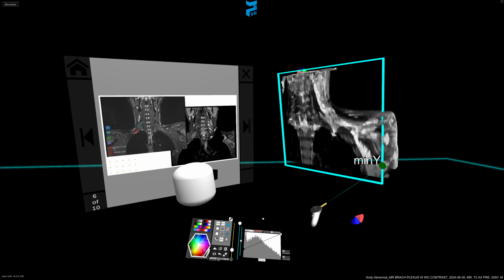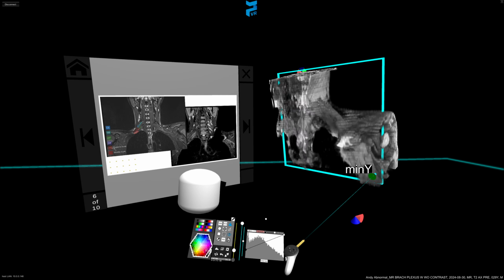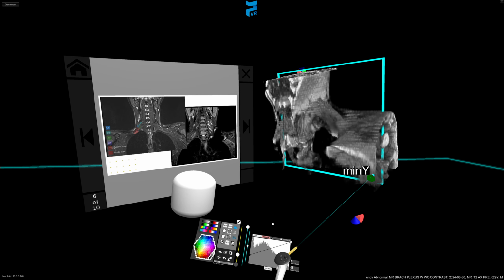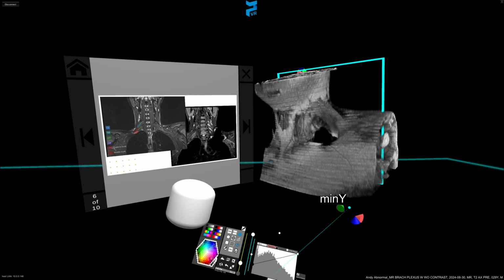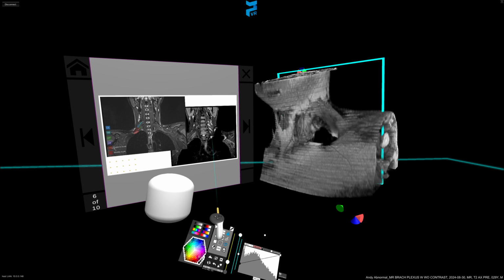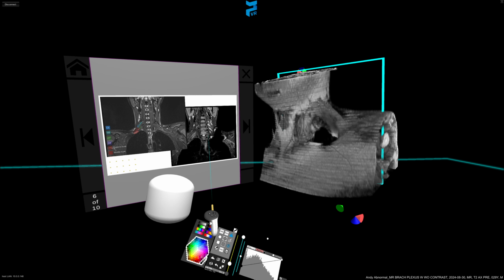Back into the spinal cord. So this section right here is some of the hyperintensities, and then up in here as well. Okay, pull this back out. And then those are displayed over here in this section as well.